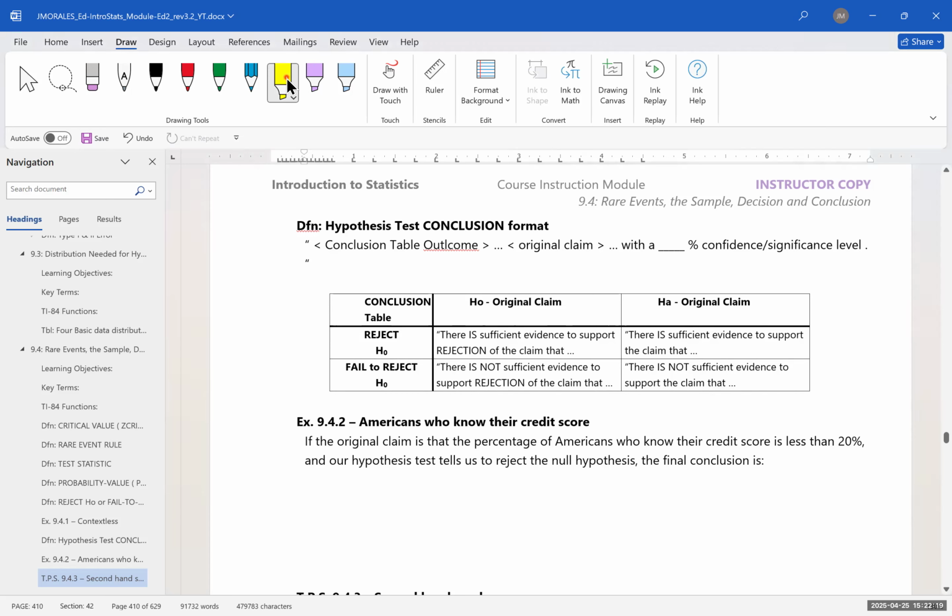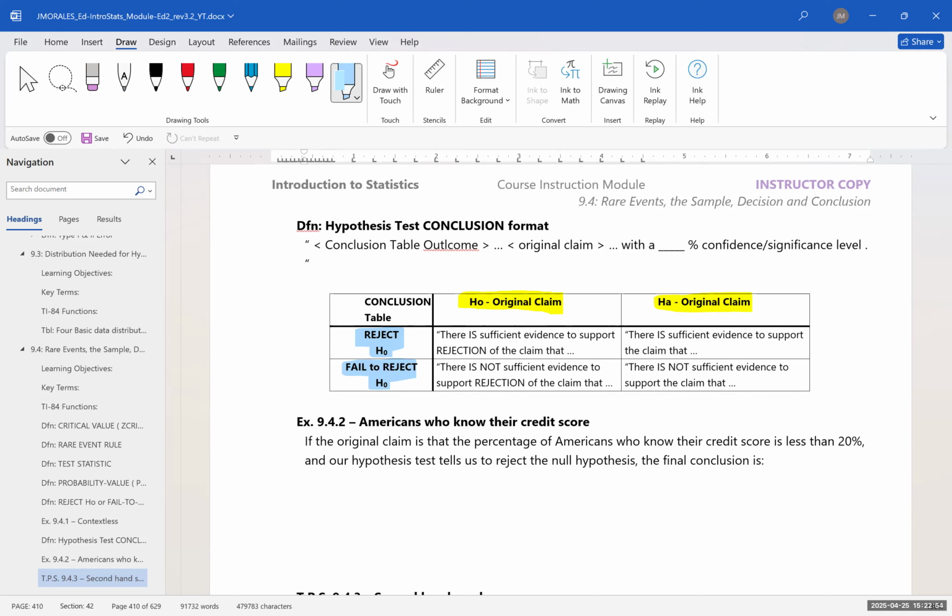We first started in section 9.1, and I spent some time teaching you how to identify the null and the alternate hypothesis and to clearly label at the beginning which of the two was your original claim. Now, at the very end, what we just covered was determining whether we're going to reject the null hypothesis or fail to reject the null hypothesis.